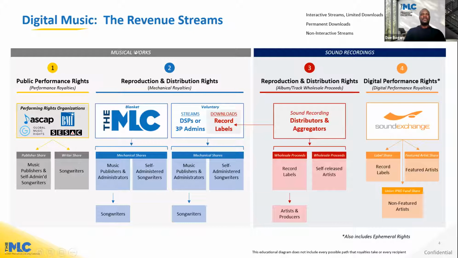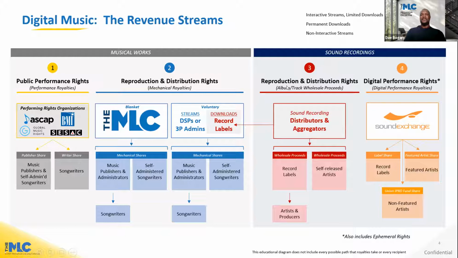On the left side, we have musical works. Musical works have the public performance right, which is represented in public performance royalties. Those royalties are collected and paid out by ASCAP, BMI, SESAC, and Global Music Rights, which are PROs, and they're paid out in distributions to publisher shares and writer shares. The reproduction and distribution rights are embodied in mechanical royalties, and blanket mechanical royalties are paid out through the MLC. Voluntary mechanical royalties, which are voluntary or direct licenses between a music service and a rights holder, are paid down to music publishers and self-administered songwriters in mechanical royalty shares.